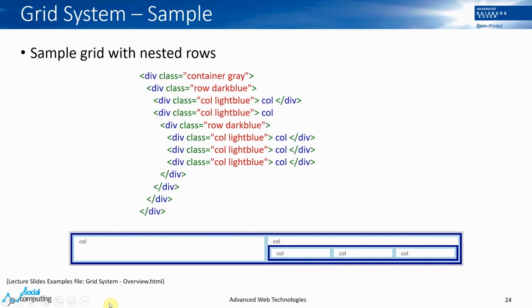All these examples will also be available to you in Moodle, and you can find them in, for example, grid system overview.html, where you can get the code of these examples and play around with them to get your concept clear.